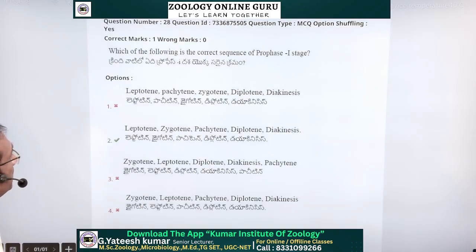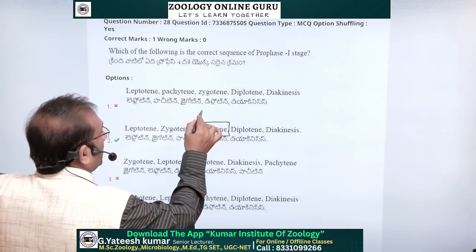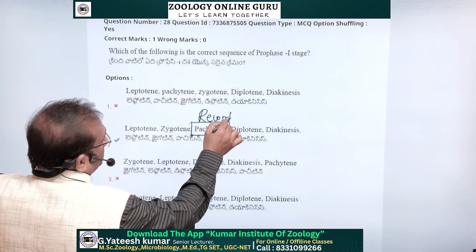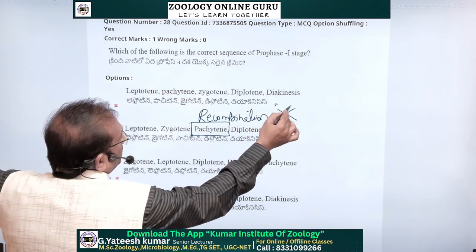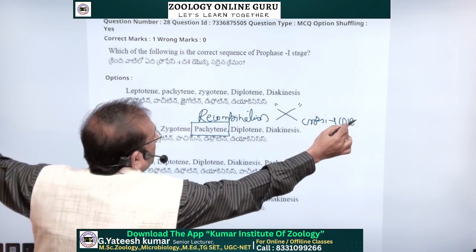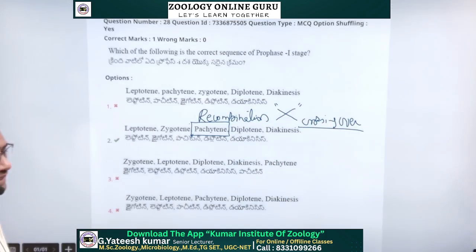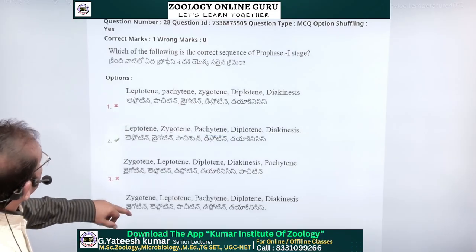First one leptotene, zygotene, third one pachytene. Pachytene is where recombination takes place. That's called chiasma, so crossing over takes place. That is why new characters arise in the offspring by crossing over. So pachytene in the middle, and then diplotene and diakinesis. This is the correct sequence. The second option is the correct one.